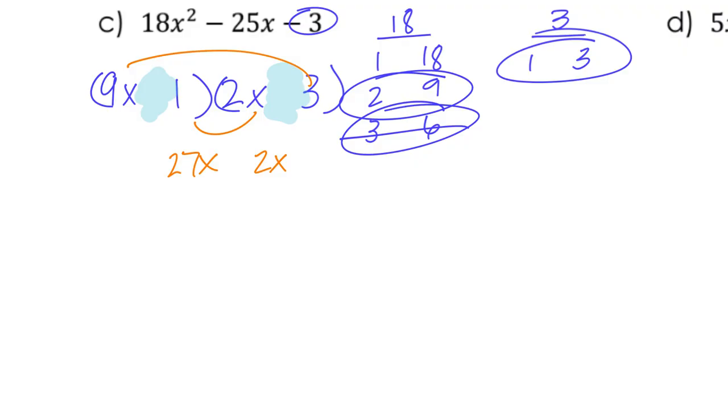Yes? If it's a negative 25, is 27 going to be negative or 2? 27 is going to be negative. So is my negative going to go in the first parentheses or the second parentheses? Second parentheses to make a negative 27, which means that this one has to be a positive.